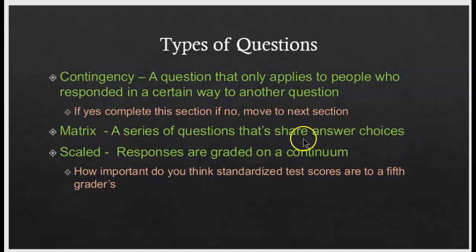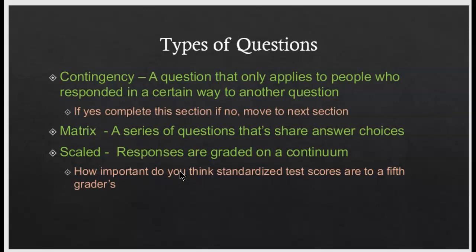Matrix is a series of questions that share answer choices. So you may have the same set of answers for a bunch of different questions. So you have a kind of a grid response. Scaled responses, which are responses on a continuum.